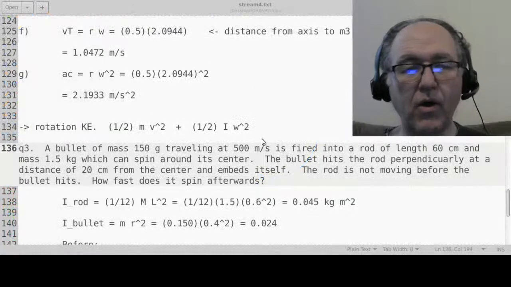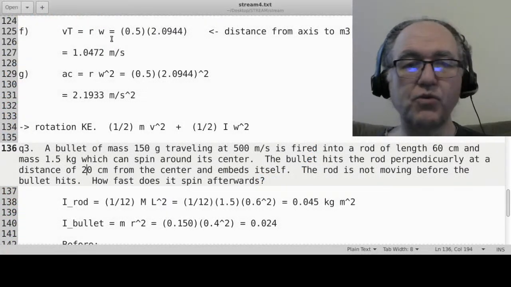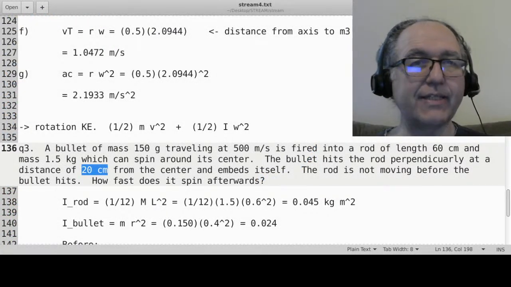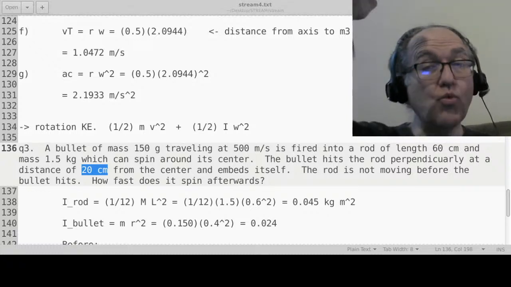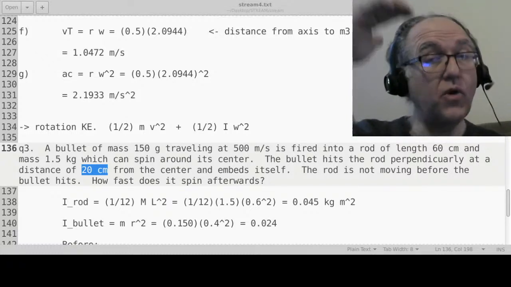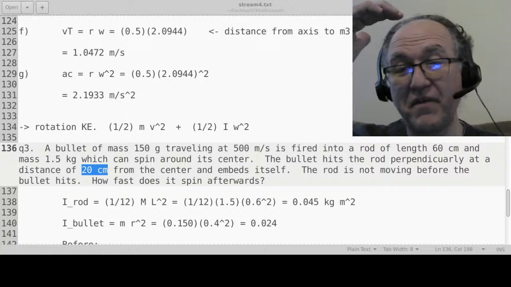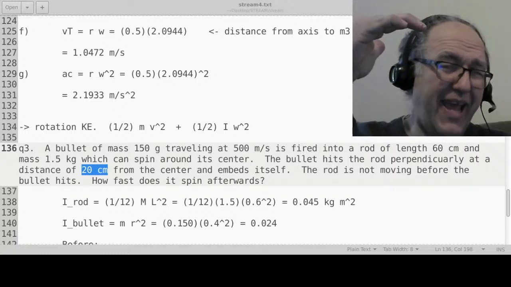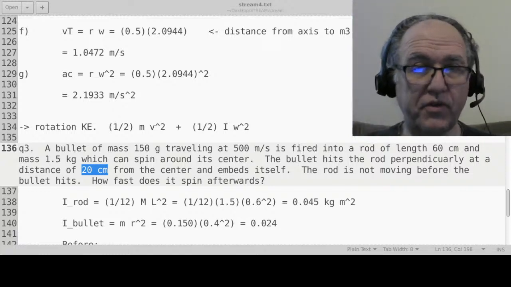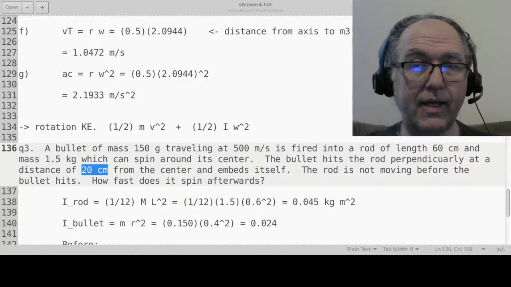All right, so what did I change? Well, a minute ago I had 40 here. That has to be 20. Why? The entire rod is of length 60, so half the rod is 30. So if the bullet is at 40 centimeters from the axis, it's going to miss the end of the rod, which is only 30 centimeters beyond the center.